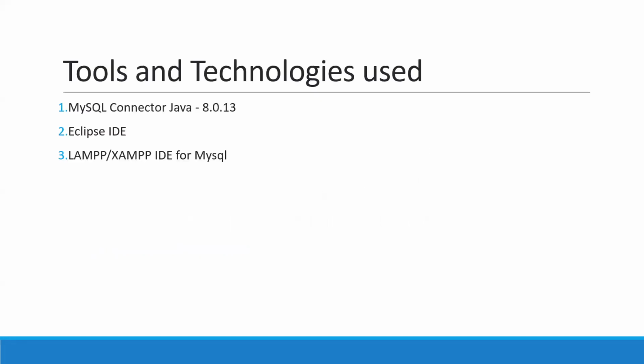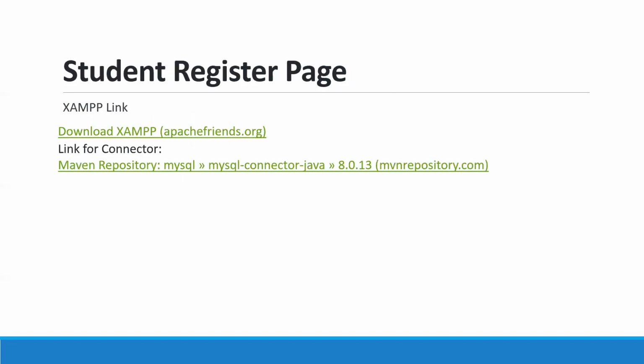For that, we require some tools. One is the MySQL connector, which is used to bind Eclipse and the IDE with MySQL. Second, we require Eclipse for writing Java code. And third, we'll require XAMPP for MySQL. The next step is to install both the IDE as well as the MySQL connector. I have already provided the link in the description.